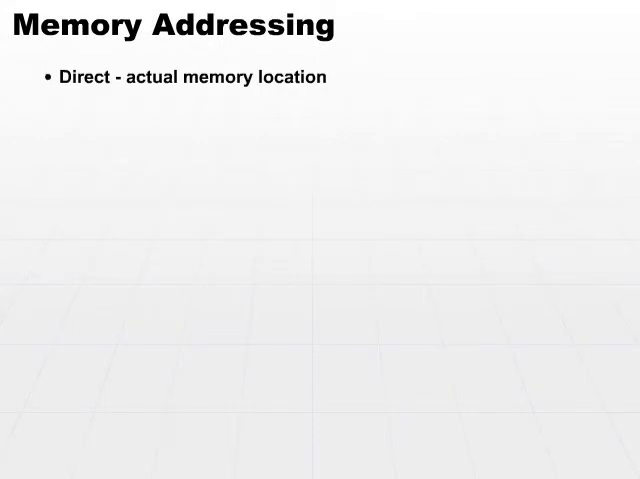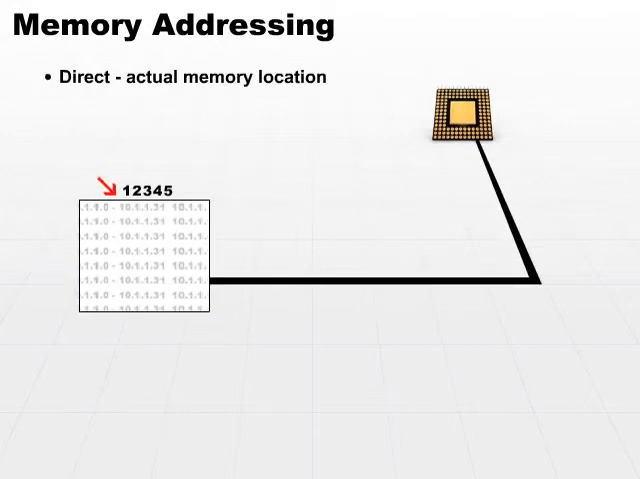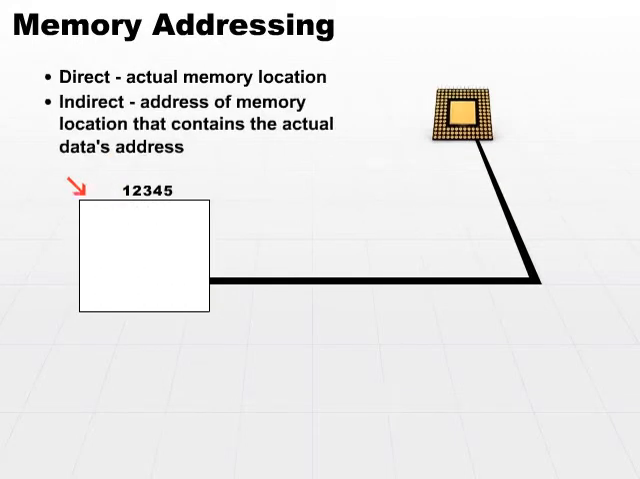Direct addressing, actual memory location address. It specifically says, I want to read from, or I want to write to address 12345, direct addressing. Then we have indirect addressing. An indirect address is basically a pointer.